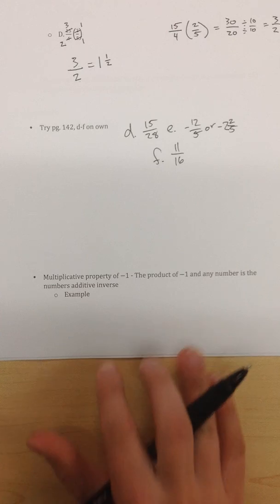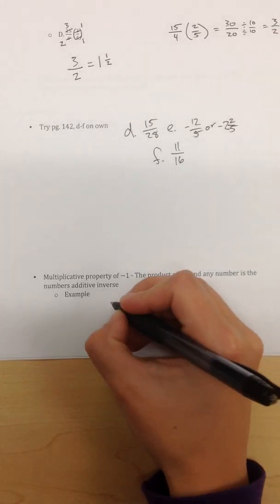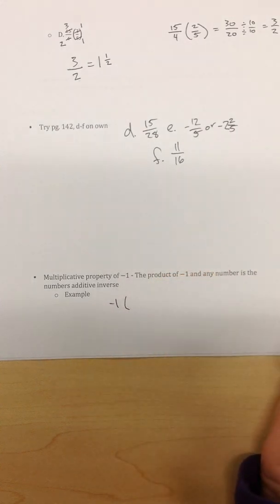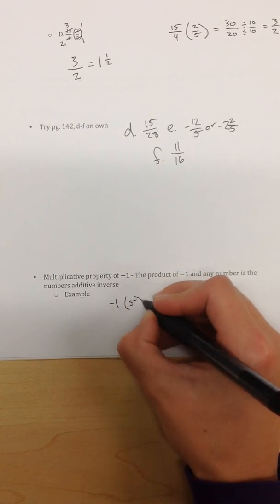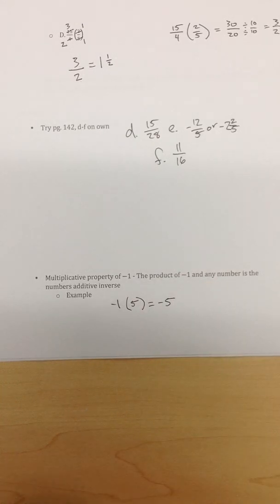Next thing here, we've got a property, the multiplicative property of negative 1. That says the product of negative 1 and any number is the number's additive inverse. Basically what they're saying is if we take negative 1 times some number, like negative 1 times 5, we would get a negative 5. Okay, so we've been doing that. You guys know how to do that.